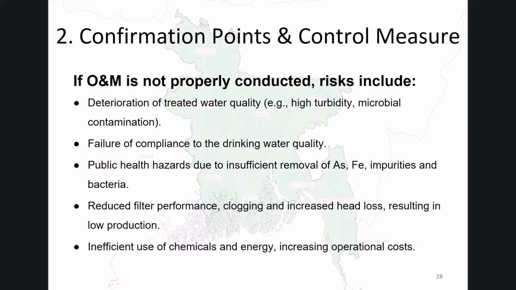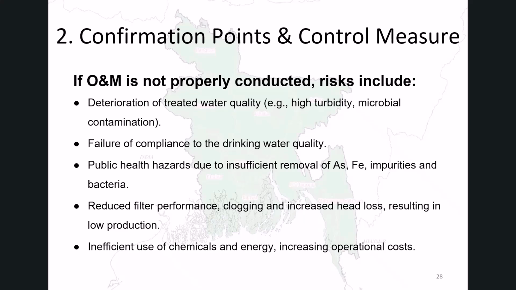If O&M is not properly conducted, it will bring many critical risks as a result. First, deterioration of treated water quality, such as high turbidity and microbial contamination. Not only is the appearance of the water bad, but bad water quality may also cause waterborne infections. Then, failure of compliance with the drinking water quality standards. This is critical for the government agency.